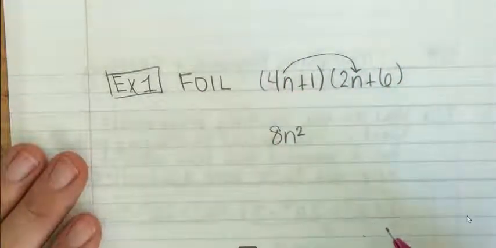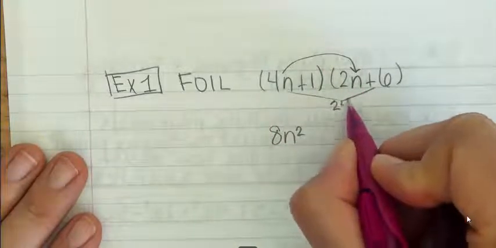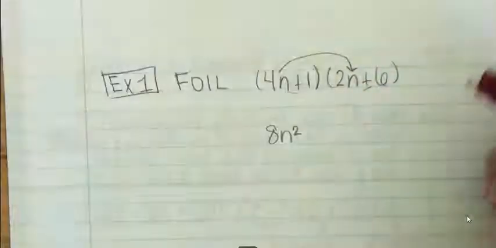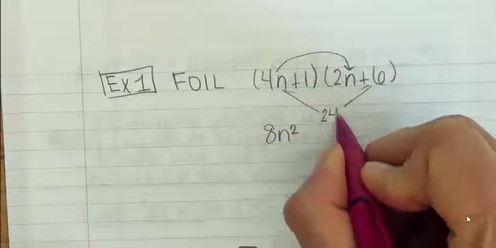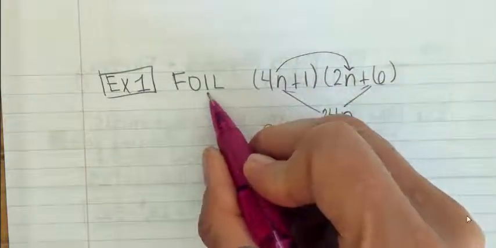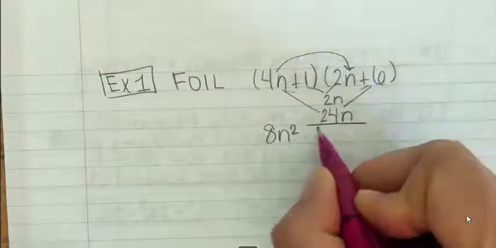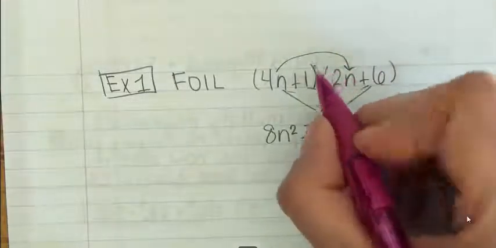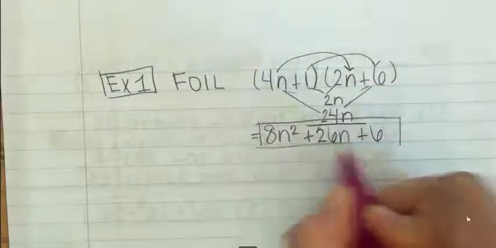I get 8n squared. I do the outers. The outers give me 24n. Oh, I don't like how I wrote that. I needed to skip a space there because my inners need to go above it. So we'll do our outers, which will give us 24n, right? So O. Then we'll do our inners, which will give us 2n. Then we'll combine those together to get our middle term, which is 26n, and it's a positive 26n. And then we'll do our last to get positive 6. And voila, we are done.